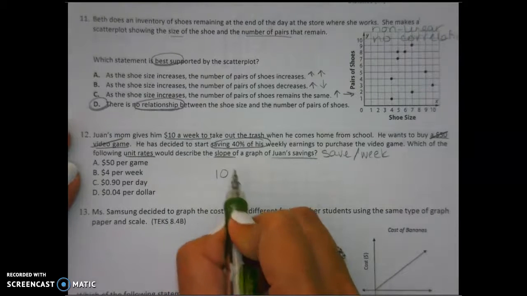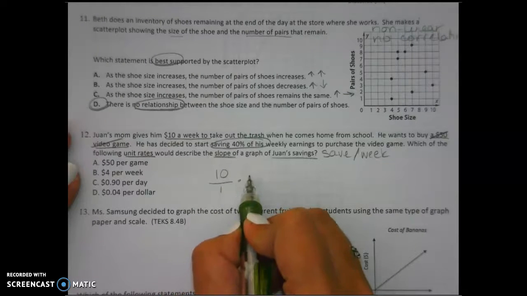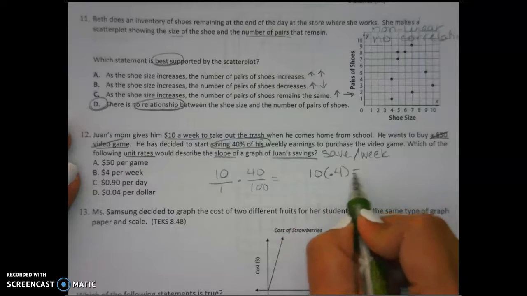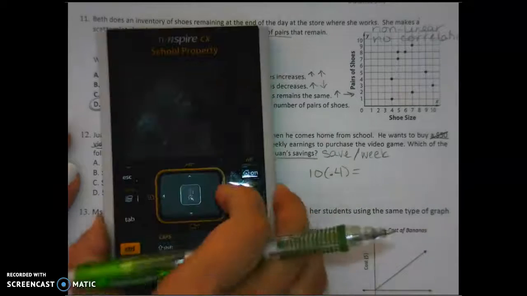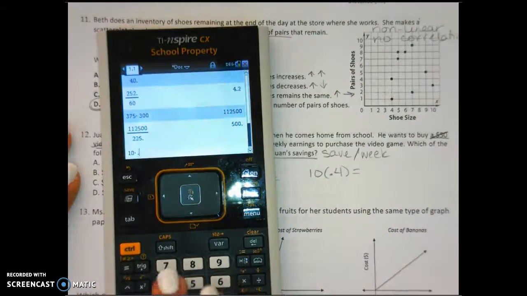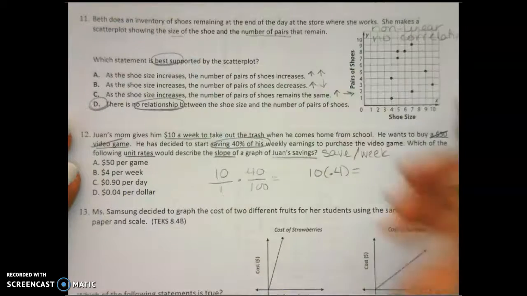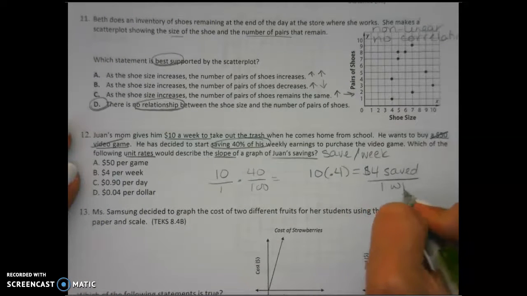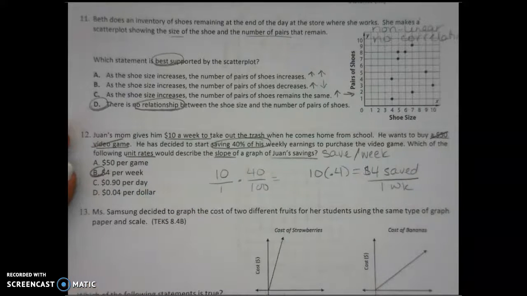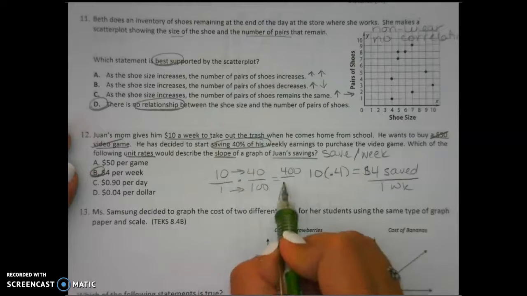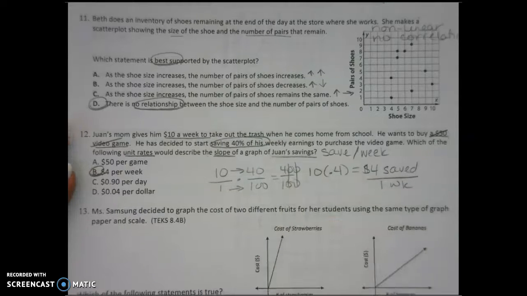So if he saves $10 every 1 week, and we need to multiply that by 40% or 40 over 100, you can do it this way, or you can say 10 times 0.4. Either way, you can use your calculator. 10 times 0.4, we change our percent to a decimal, is $4 saved per 1 week, which is going to be B. If you did it as a fraction, top times top, bottom times bottom. 400 over 100 is still 4.